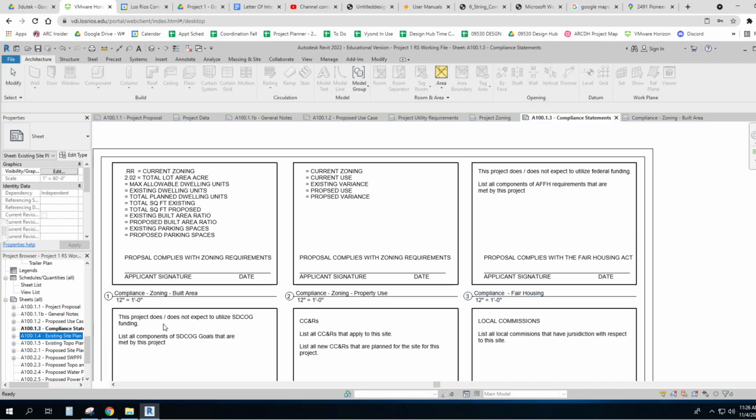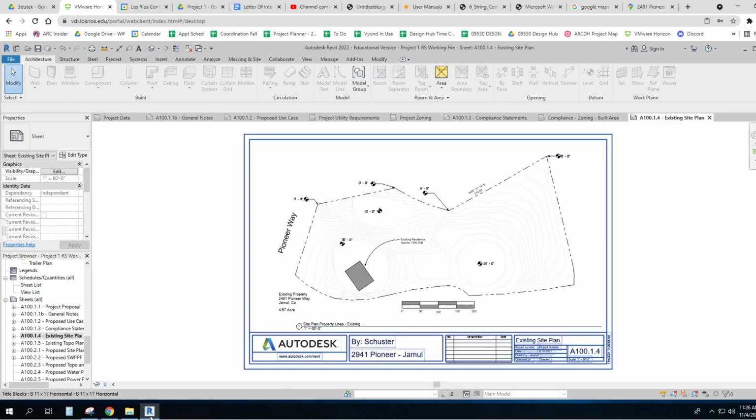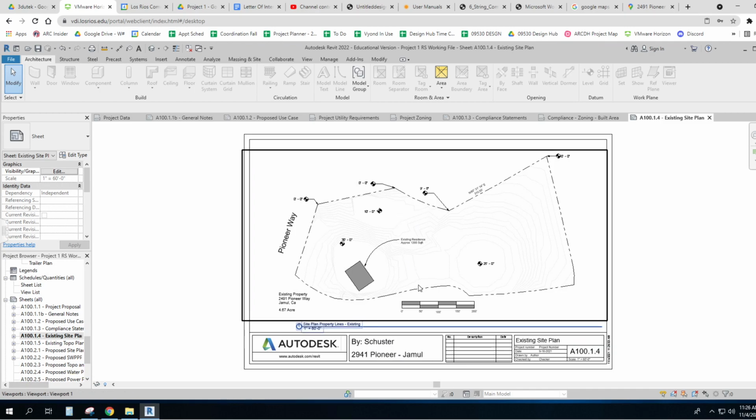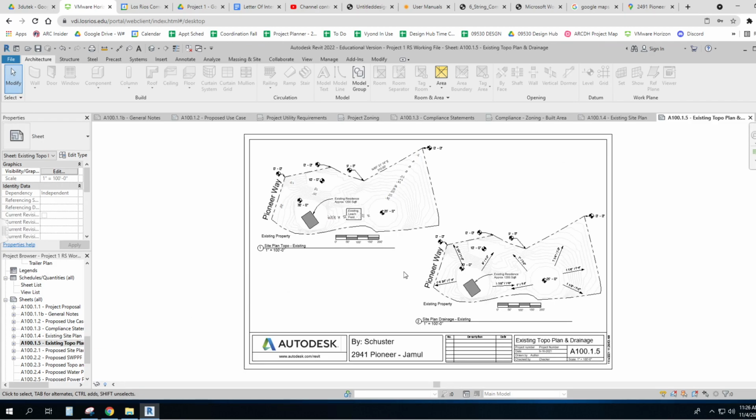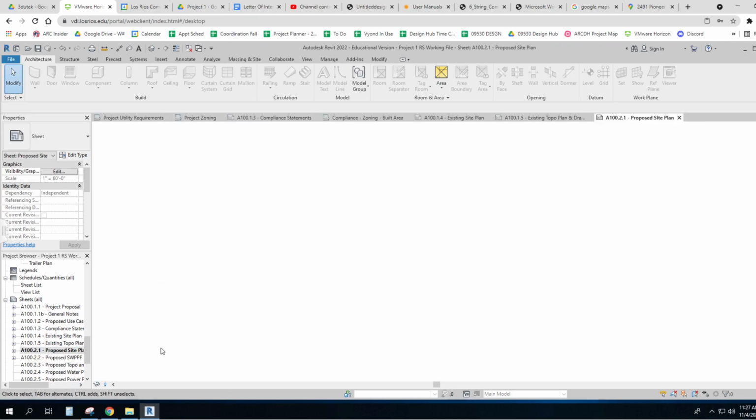Okay. Existing site plan, we talked about that one already. This is mostly there. It's got my scale. It needs a north arrow. It needs tags on the property lines. It needs to finish all of this up. Topo plan and drainage should both show up somewhat like that. Just showing where things are, and this is existing.